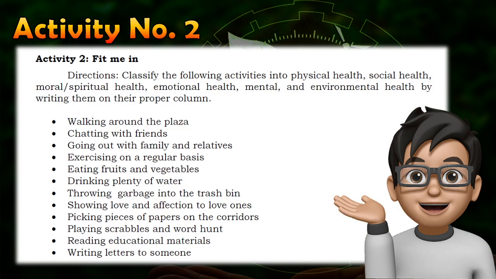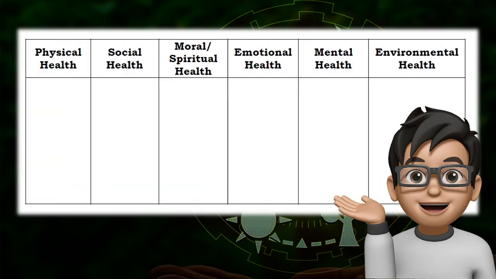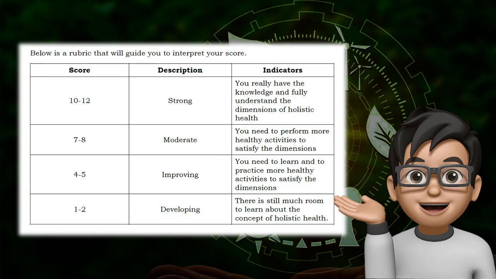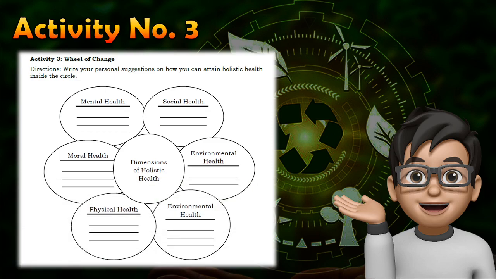Our next activity is entitled Fit Me In. You will classify the following activities into physical health, social health, moral spiritual health, emotional health, mental health, and environmental health. Please refer to our next slide for your answer sheet. Now, we will do activity number 3, Wheel of Change. Direction: write your personal suggestions on how you can attain holistic health inside the circle.